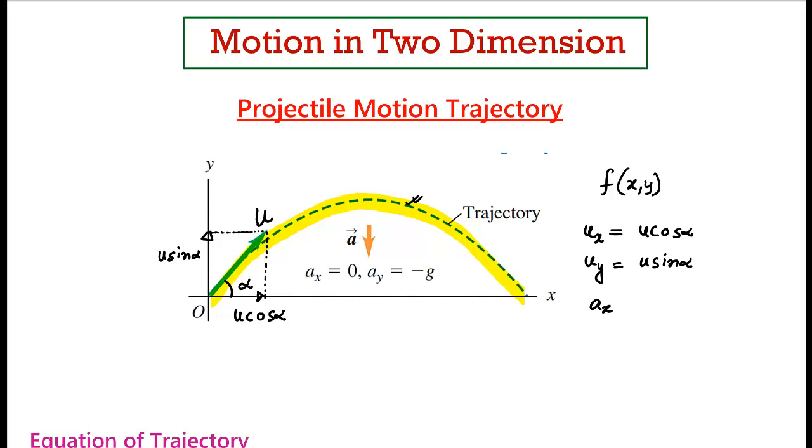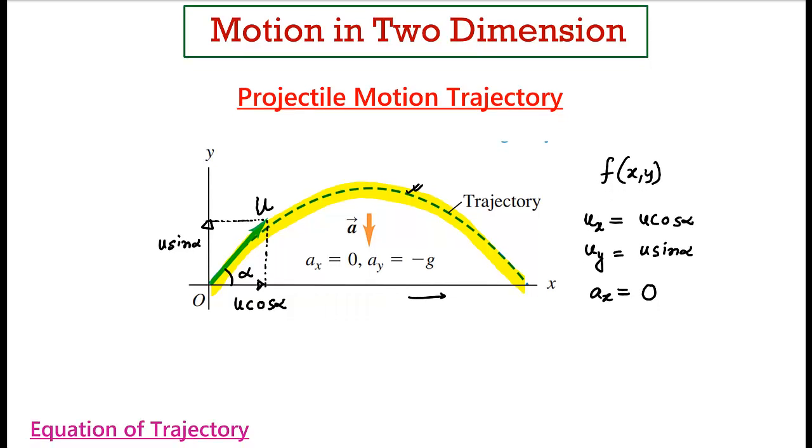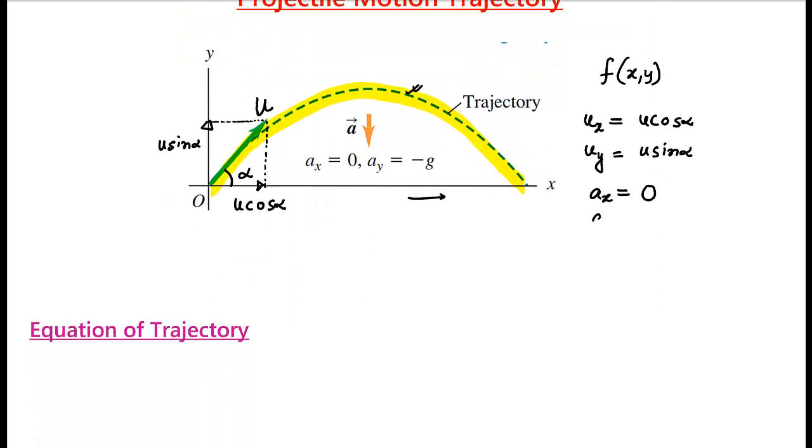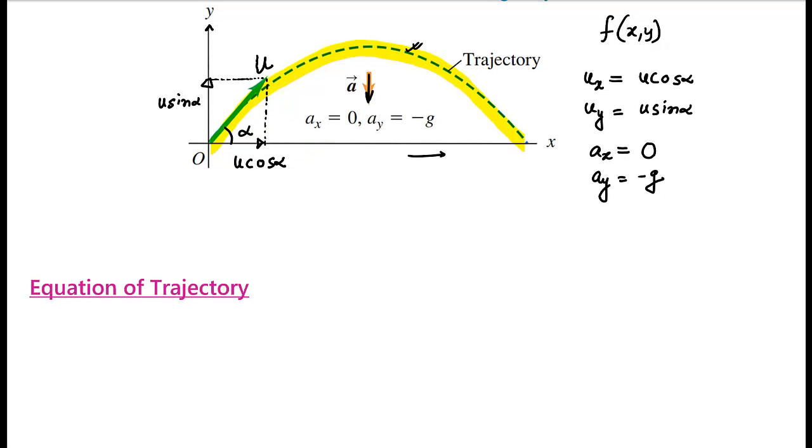What is the acceleration in the x direction? Since there is no force acting in the x direction, the acceleration in the x direction is 0. What is the acceleration in the y direction? Now since I have assumed my y-axis is positive in the upward direction and gravity is acting in the downward direction, gravity is basically negative acceleration. So I have to use a_y equals minus g. Now once I have this, I can find the equation of trajectory.